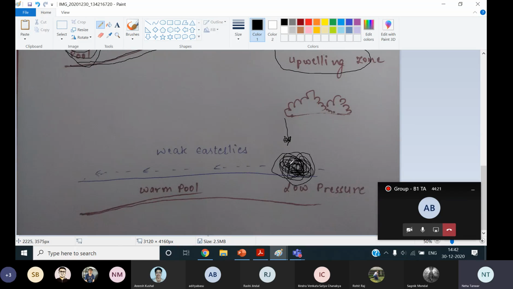And do you know what is the effect of El Nino on the Indian monsoon? Is the Indian monsoon going to be more intensified or going to be suppressed? Can anyone answer that? Suppressed. Yes, I guess. Okay, suppressed. Good, but why is it going to be suppressed?